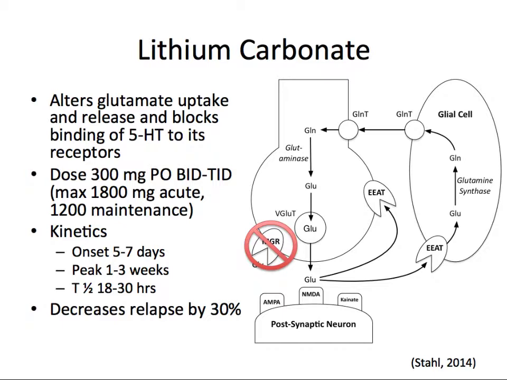Lithium has an onset of 5 to 7 days. It peaks in 1 to 3 weeks and has a half-life of 18 to 30 hours. In studies, it's been shown to decrease relapse rates by up to 30%. However, it's also shown in studies that it's often discontinued due to adverse events, and this was found to be 3 times higher than with placebos.